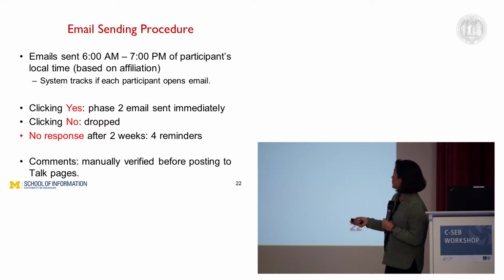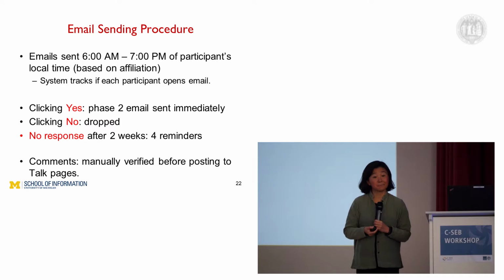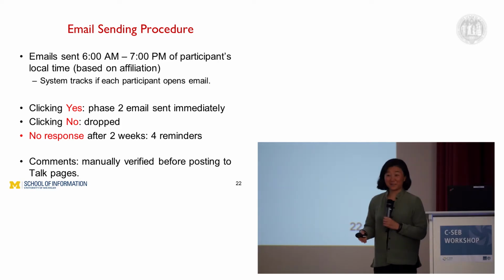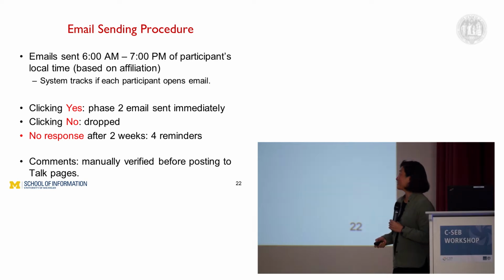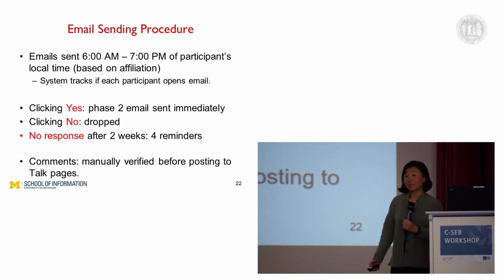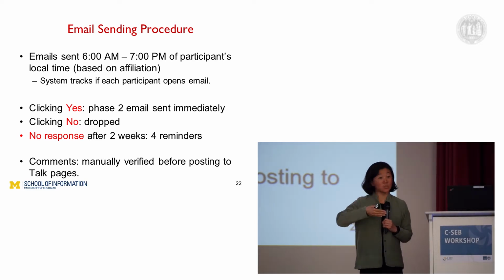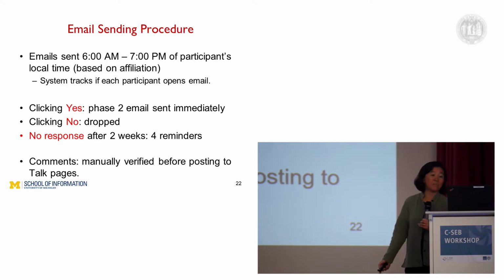So the emails are always sent during the day in local time. And if you click yes, the phase 2 email gets sent right away. If you click no, you're dropped right away. Okay, so we're not contacting you anymore. If you don't respond, you just let your email sit in your inbox, then we send four reminders in two-week intervals, and that could be annoying. That's why I get bugged at parties. Okay, so the other part is the comments are manually verified before we post them on the Wikipedia talk page. So we make sure that the content is actually good, meaning relevant.